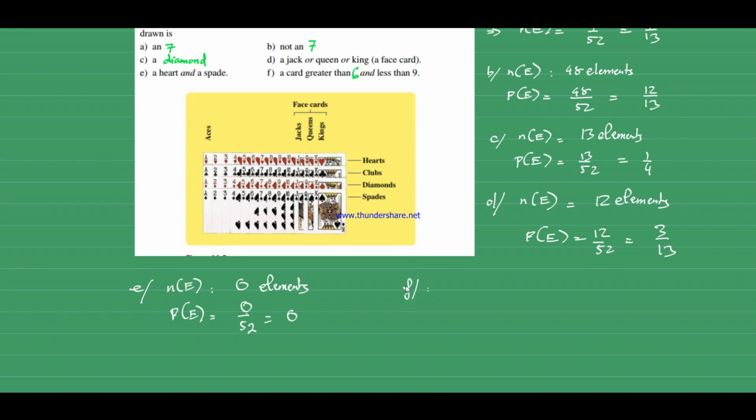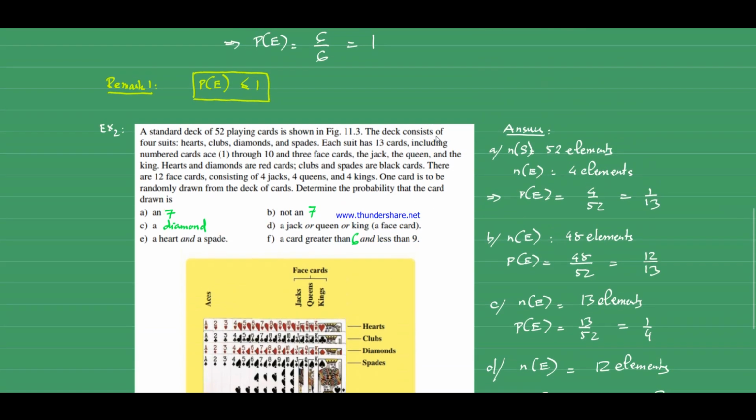And finally, we have a card greater than 6 and less than 9. So greater than 6, less than 9, we have 7 and 8. 7, 8 for the heart, 7, 8 for the club, 7, 8 for the diamond, 7, 8 for the spade. Totally we have 8 of them. So the probability here will be 8 over 52, which is 2 over 13. Good.